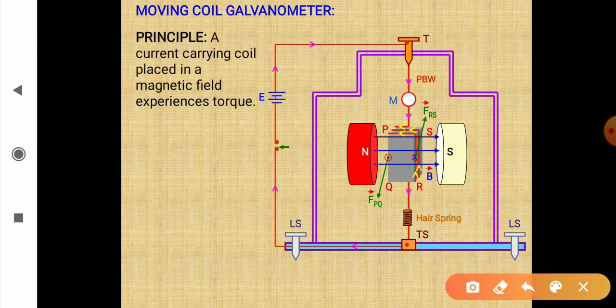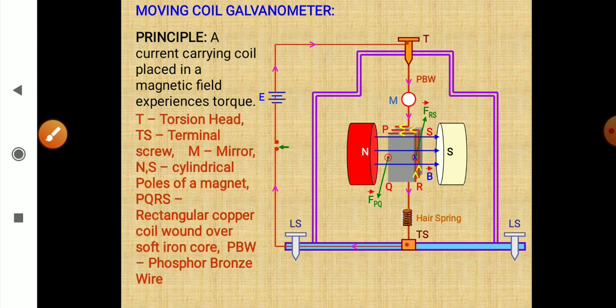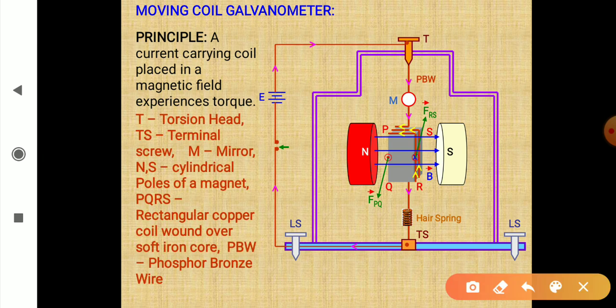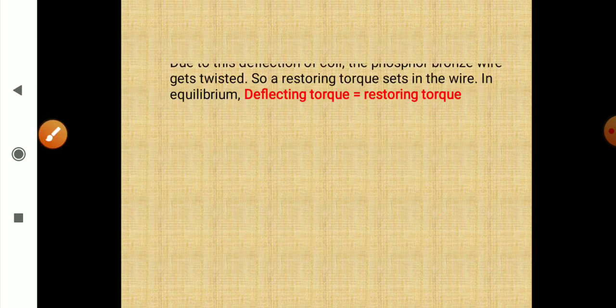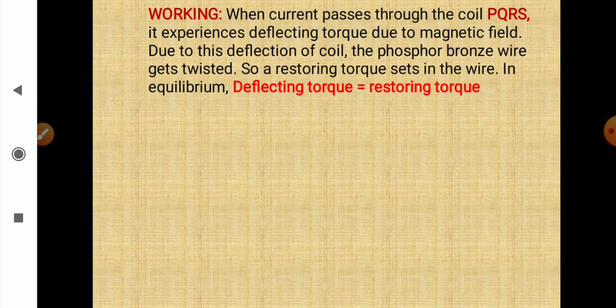So starting with the principle. A current carrying coil placed in magnetic field experiences torque. This is the principle, and the different components you can see: a mirror, cylindrical poles, rectangular copper coil. This coil is made up of copper, and then it is wound over a soft iron core here and suspended with the help of phosphor bronze wire. So the structure and all is clear, and working I have explained, but we'll see it once again.